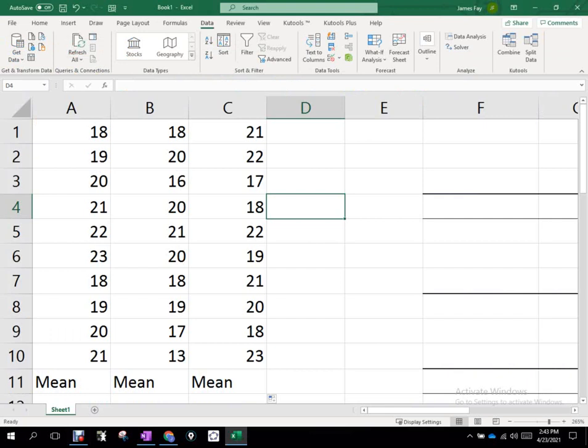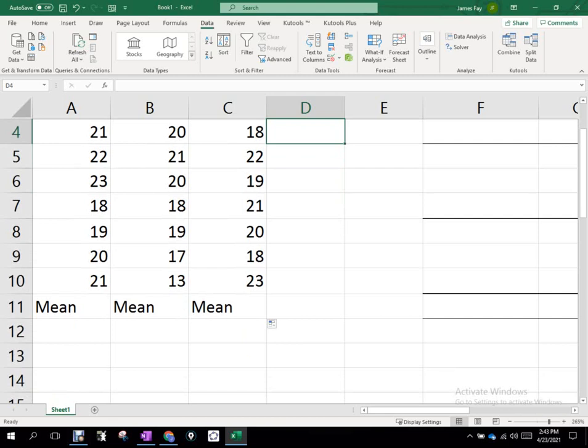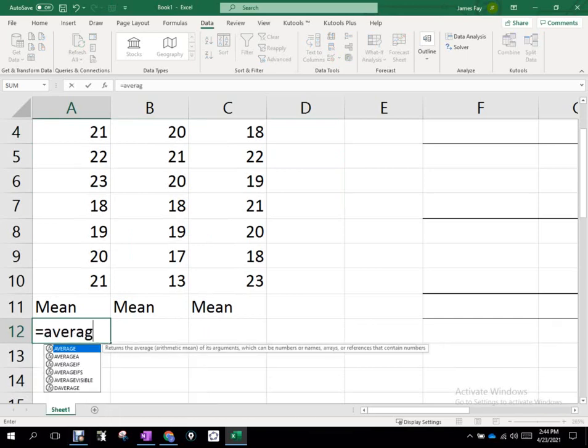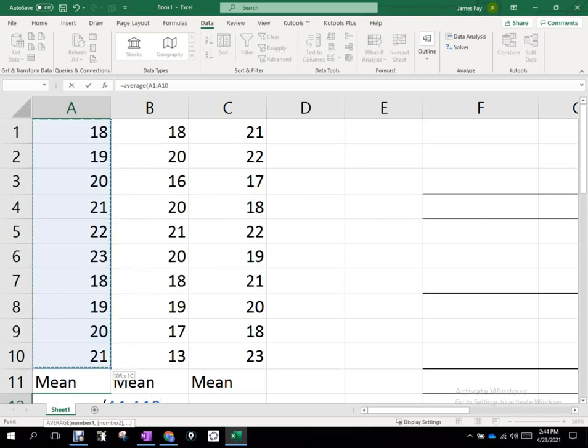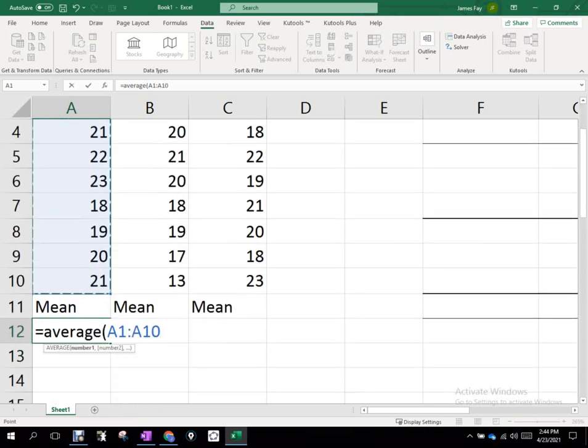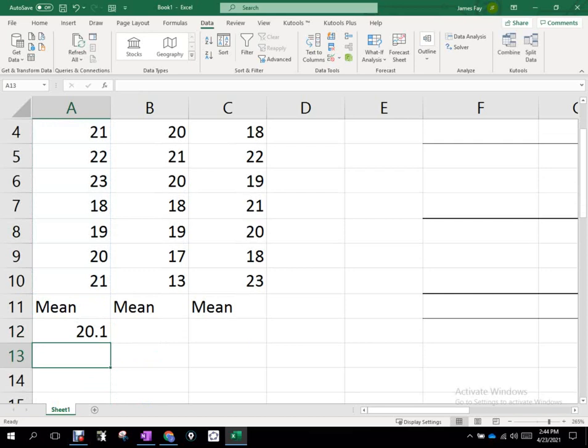Okay, so just so that I know what the values are, I'm going to label this row as means, and then under here, find the mean of that first array of data, which was A1 to A10. And then close that off, hit enter. It gives you 20.1.